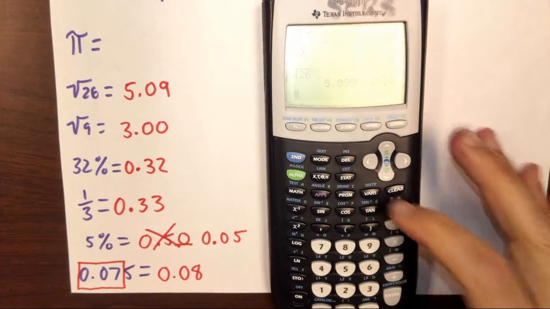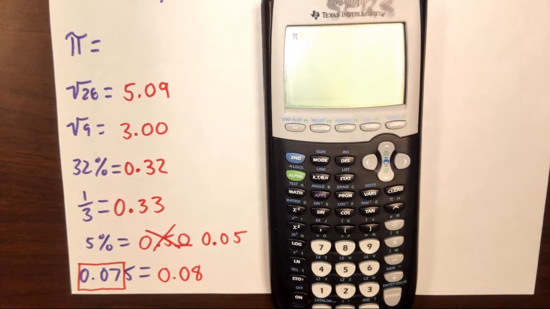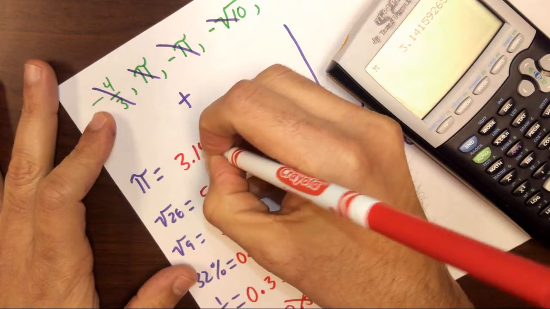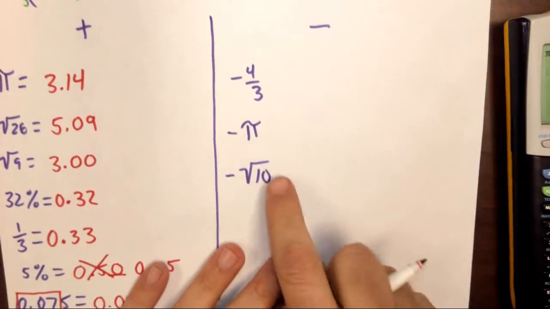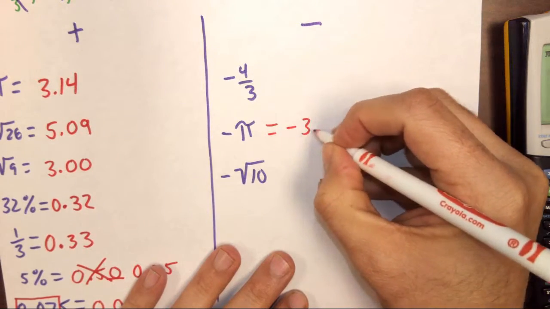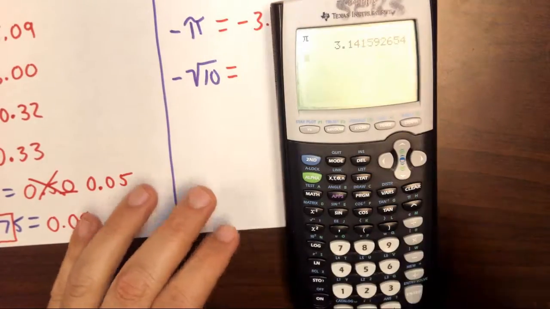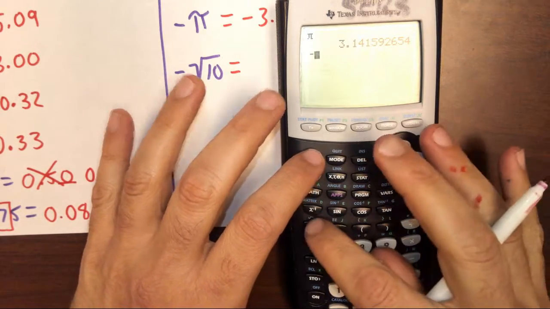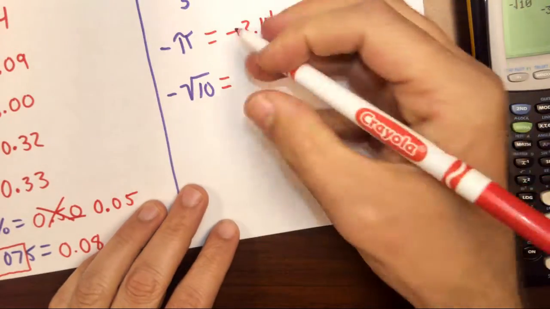Pi, a lot of people forget what pi is. That's fine. You got it on your calculator right there. To get to blue, I hit blue. Just press enter. It tells you: $3.14. Okay? So if positive pi was 3.14, negative pi is negative 3.14. Okay, let's do negative square root of 10. You got to type it in just like it looks. Negative first, then 10. Negative $3.16.